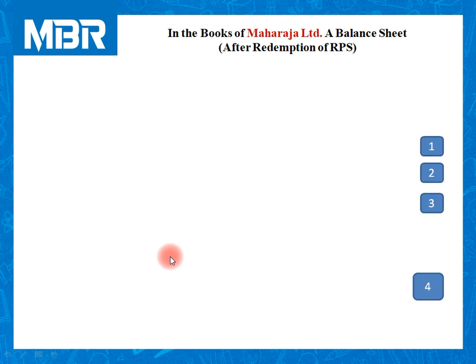Let us prepare a balance sheet in vertical form. Particulars, note number and amount. In this question, I have included so many transactions related to calculation even in the balance sheet. Our prime focus is on RPS redemption. But I have included so many items so you can easily learn how to prepare the balance sheet when an exhaustive question is given.